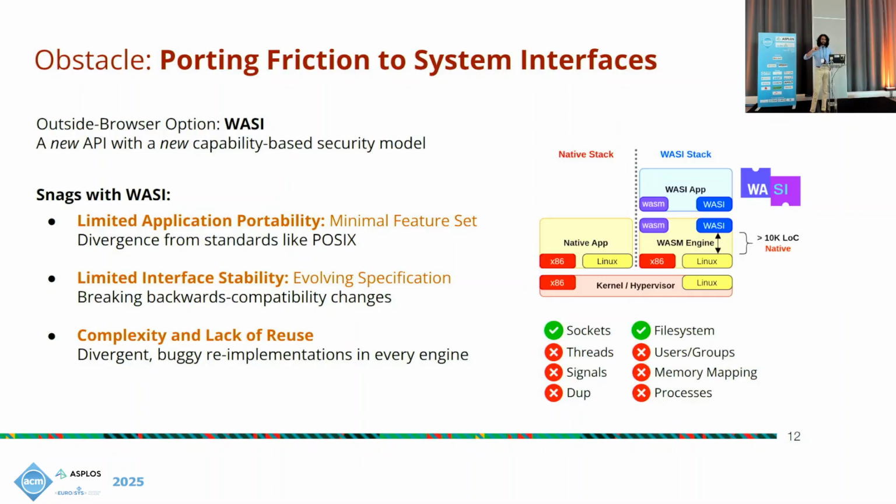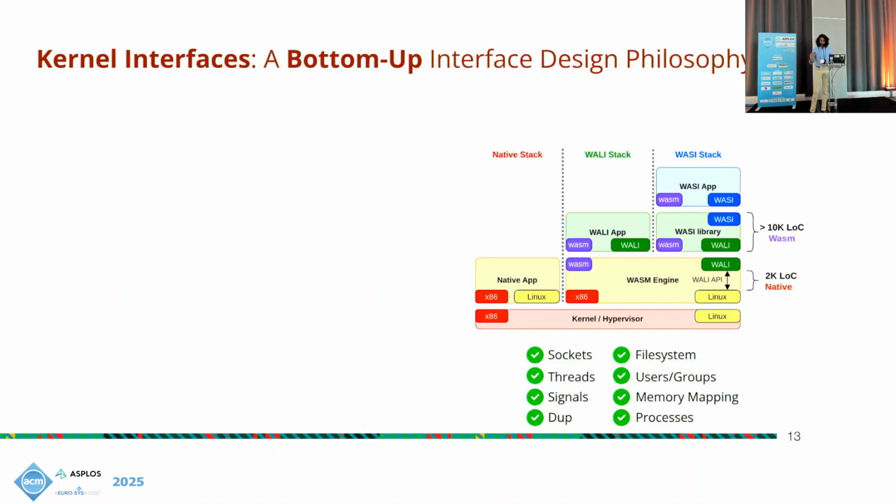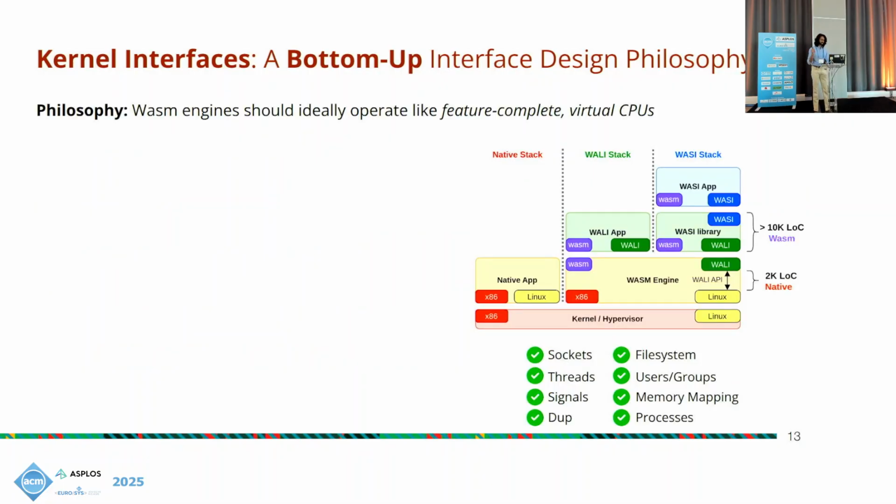So while WASI is really good from an application perspective in terms of providing this security model, it doesn't really make sense from a system interface level of what you need on the lowest level of your privileged engine. So our approach is actually to take a bottom-up interface design philosophy. Our philosophy is that WASM engines should ideally operate like virtual CPUs. WASM is an ISA. It's not a hardware ISA, but it's a software-defined ISA. Why can't we provide an interface that looks very much like a CPU? And in that line, what we actually do is expose OS syscalls pretty much directly, but safely, to WASM.